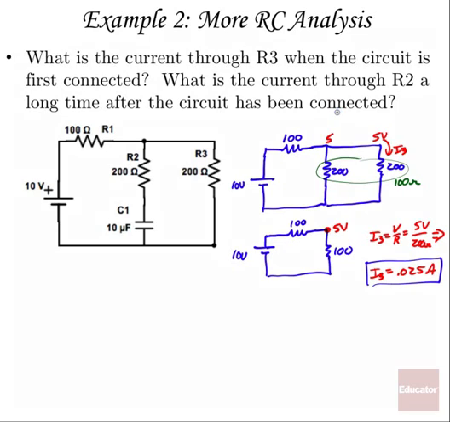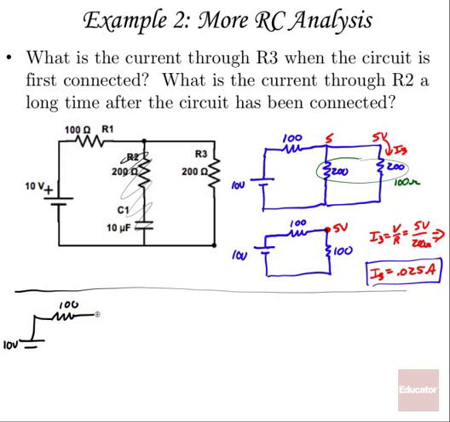How about a long time after, what's the current through R2 a long time after the circuit's been connected? Well, let's take a look there. After it's been connected a long time, now this acts like an open. We can pretend all of that doesn't exist. We've got a very simple circuit now. 10 volts, 100 ohms, 200 ohms, and that's all there is to it there.